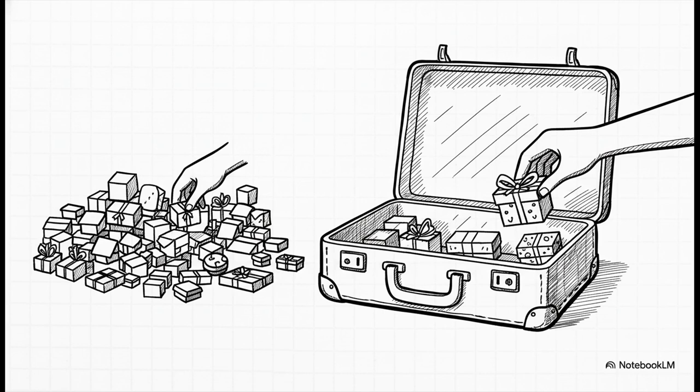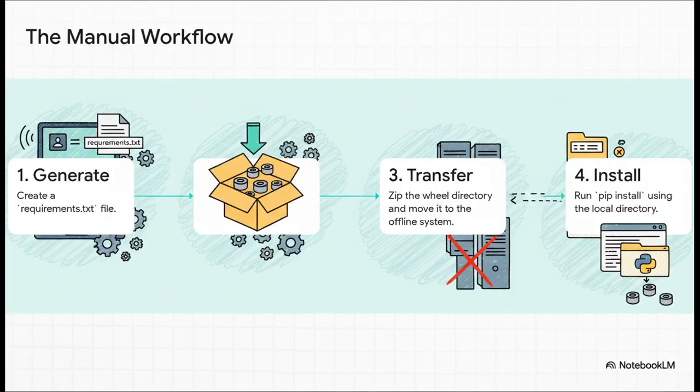You're not going to pack your entire closet, right? You just pack the outfits you need. Same idea here. We're going to grab just the Python packages our single application needs and nothing more. So how do you actually do it? It's a pretty simple 4-step dance. First, on a machine that does have internet, you generate your standard requirements.txt file. Step 2, you use the pip wheel command to download all of those packages and their dependencies into one folder.